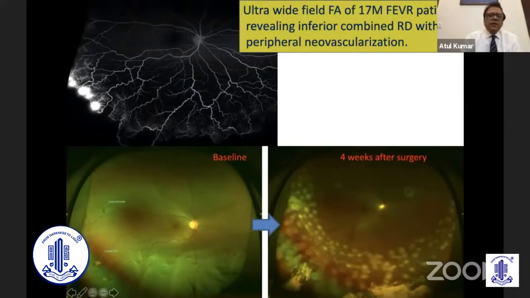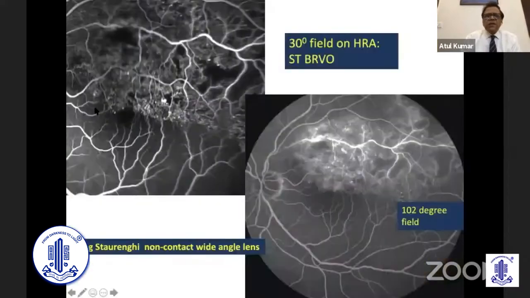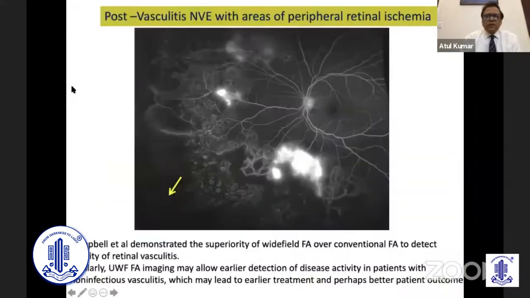So here you can see the peripheral ischemic areas and the neovascularization. Now I'm coming to the vasculitis patients, and you can see in the periphery we have new vessels, probably in a patient of Eales disease, and Eales is not so uncommon in our country even now.